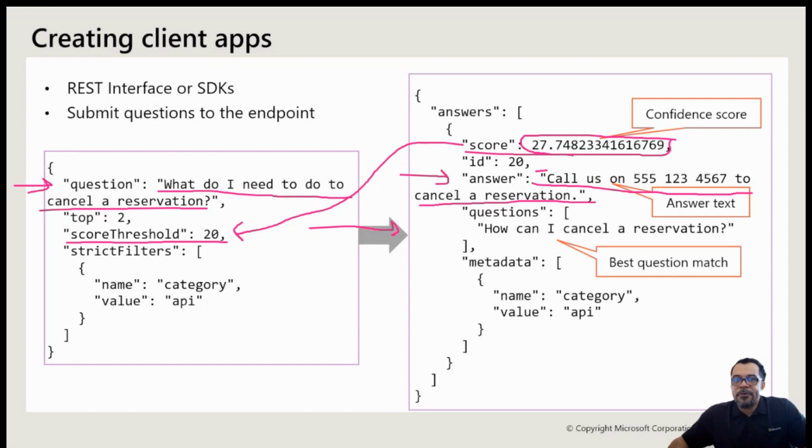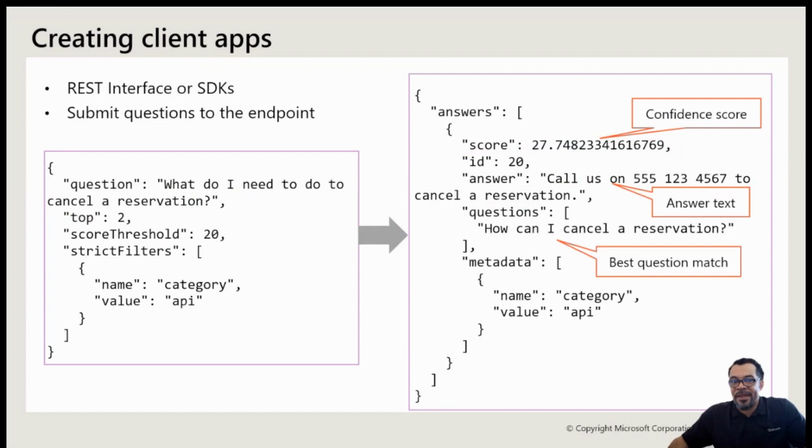Now, if you notice in this example also, there's an additional question that can be asked. How can I cancel the reservation? So what this is doing is showing me this is the question we have pre-configured, and that is the best match to the question that the user is asking. And we'll walk through how that works. So here's an example of how you can generate a request.